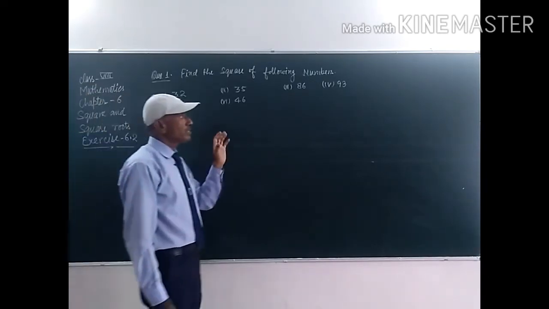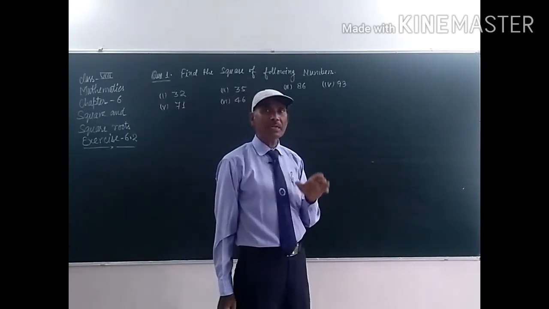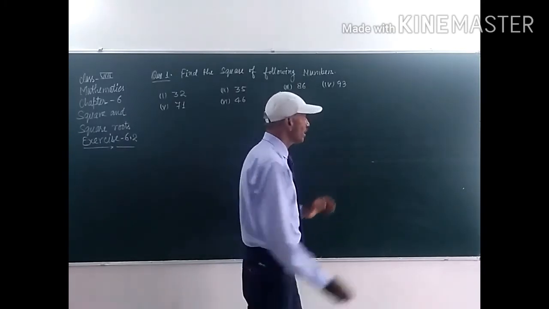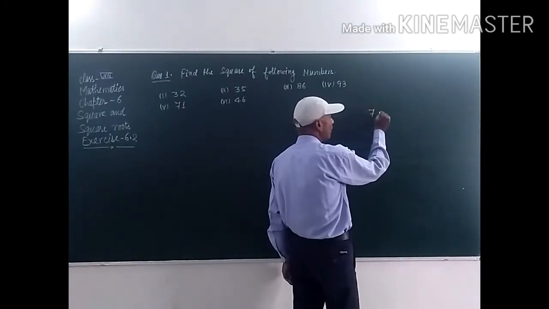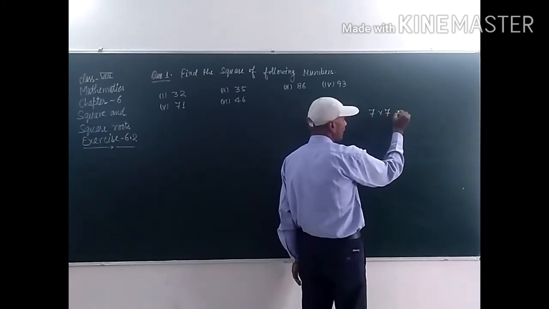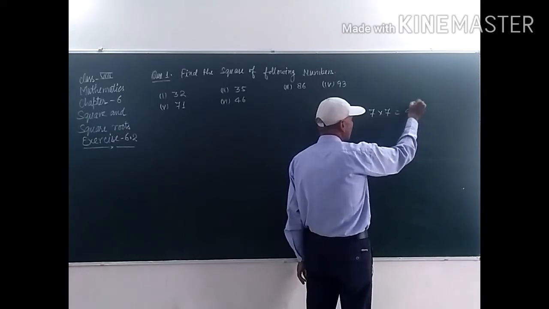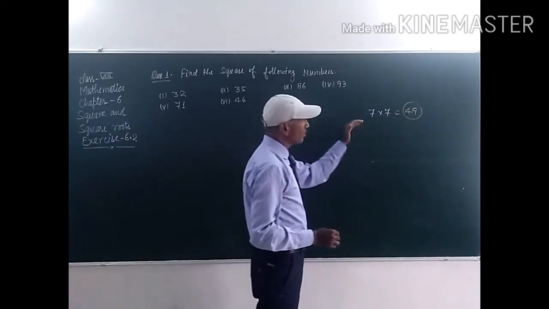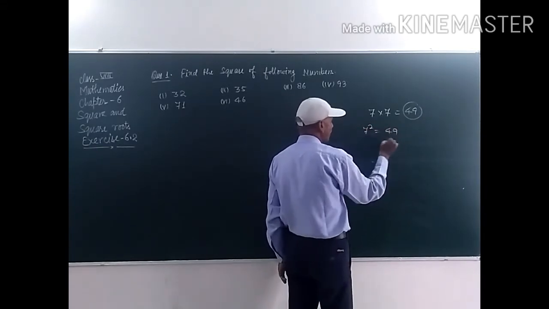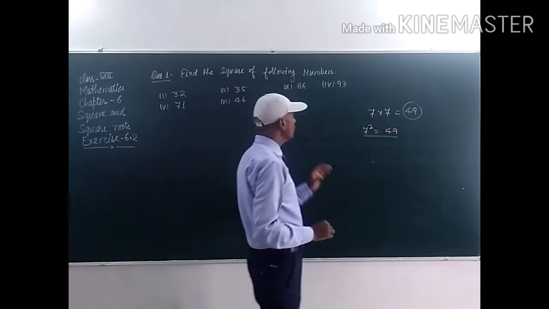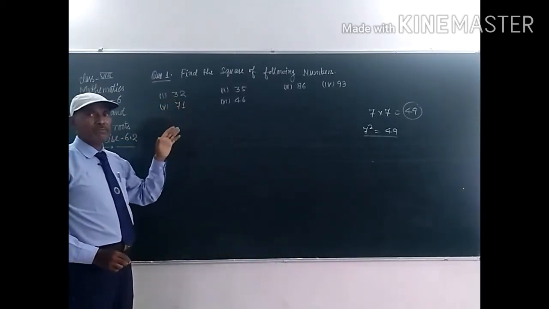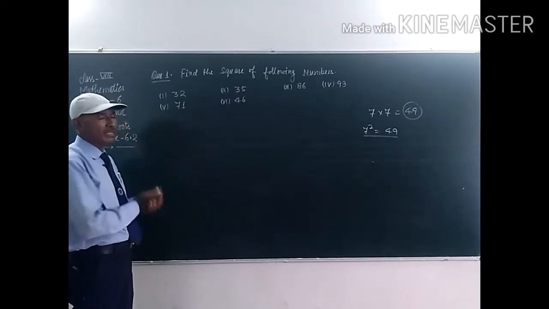Students, square means if we multiply the number by itself, then we find the square of the number. Suppose a number is 7. If we multiply 7 two times, 7 into 7, then we get 49. So 49 is the square of 7. It means 7 square is equal to 49. Clear, friends? So by multiplying a number by itself, we can find its square.